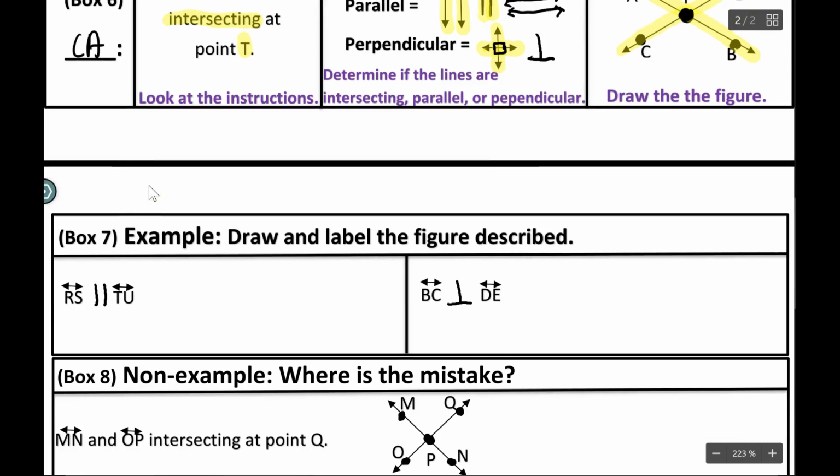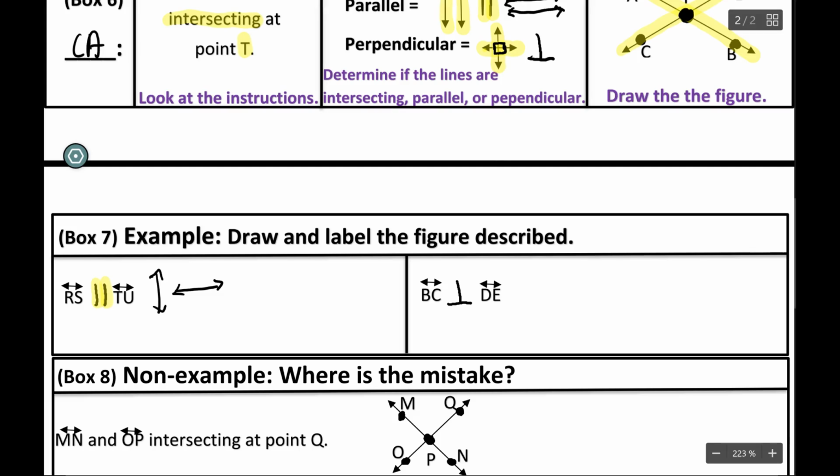So going into our example, draw and label the figure described. Right here it's saying line RS is parallel to line TU. Mr. Arevalo, how do you know that it's parallel? Because remember, this in the middle means that it is parallel. That's the math symbol for parallel. So, Mr. Arevalo, does it matter if the lines are vertical, if they look like this, or if they look like this? No, class, it does not matter as long as they are parallel. Keep that in mind.